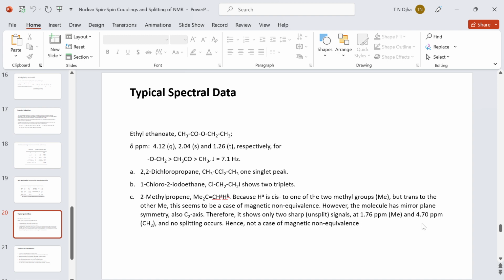The CH2 hydrogens are equivalent, magnetically equivalent. Splitting is not caused because the separation is more than three single bonds. The methyl hydrogens appear somewhere near 1.76 ppm, and the CH2 hydrogens appear near 4.7 ppm.